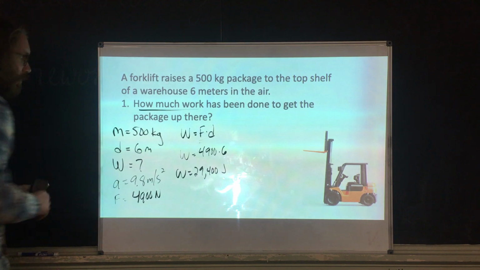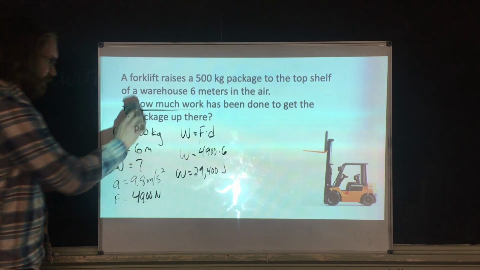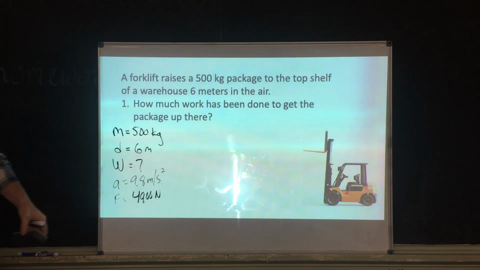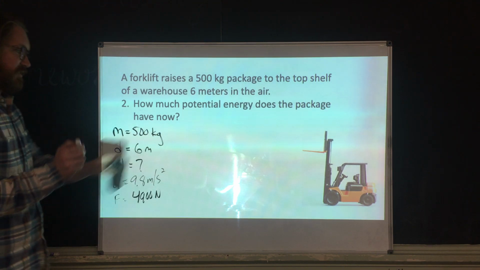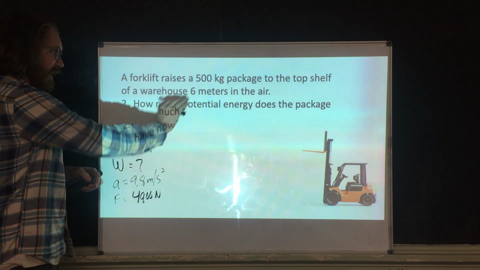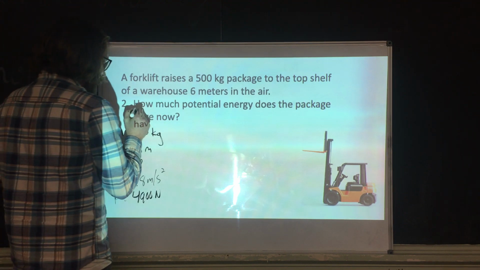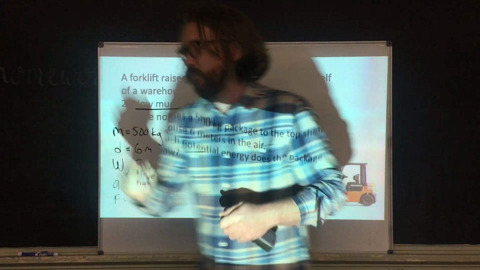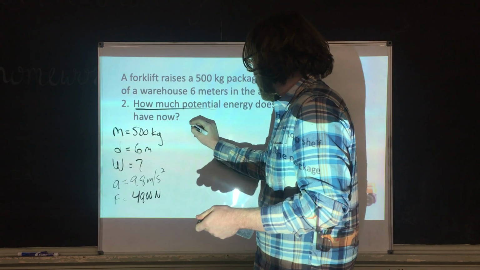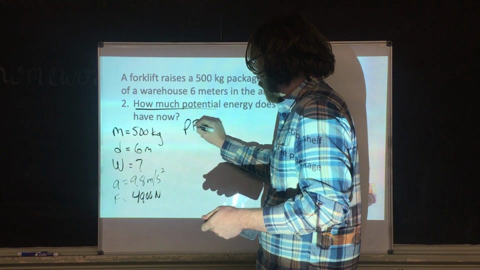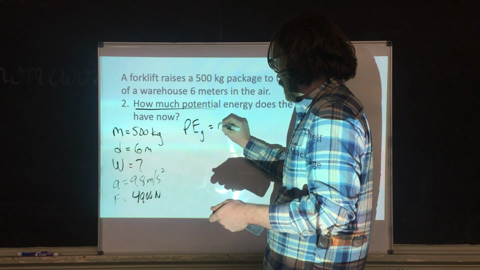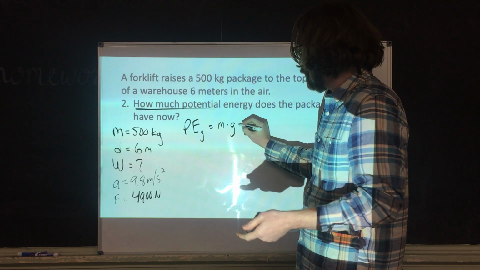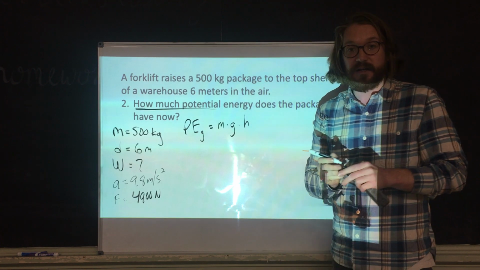Good. All right, so let's look at something a little different. We're going to look at the exact same thing, so I'm going to leave this here, but now I want this exact same question, same size package, same distance in the air. But now I want to know how much potential energy the package has. Well, our new equation is that potential energy due to gravity equals the mass of the object times the acceleration due to gravity, times the height off the ground.